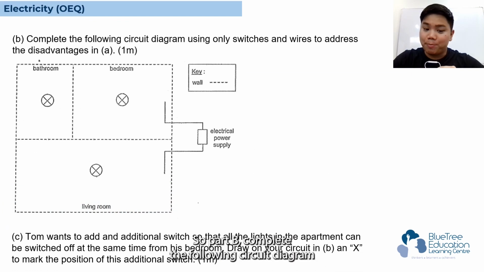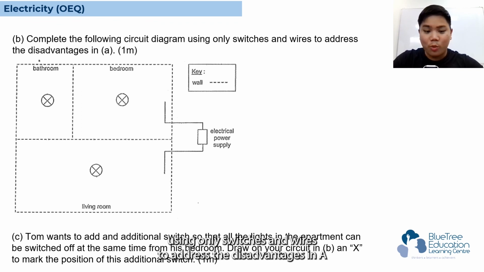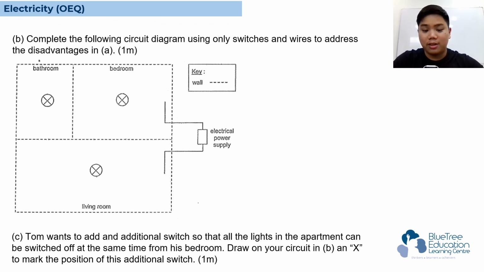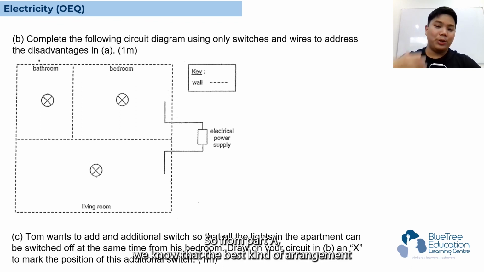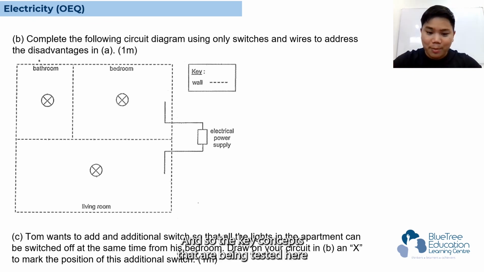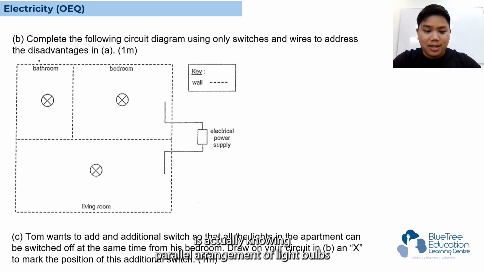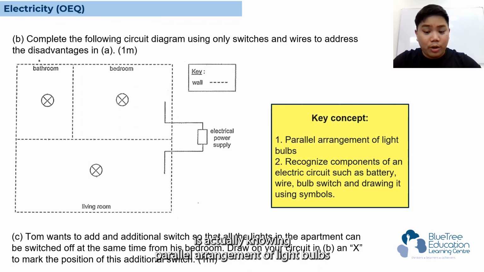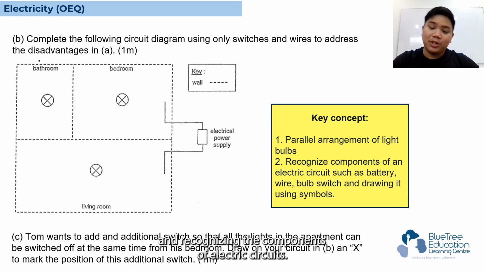Part B. Complete the following circuit diagram using only switches and wires to address the disadvantages in A. From part A, we know that the best kind of arrangement for the light bulbs in this apartment would be parallel. The key concepts being tested here are knowing the parallel arrangement of light bulbs and recognizing the components of electric circuits.